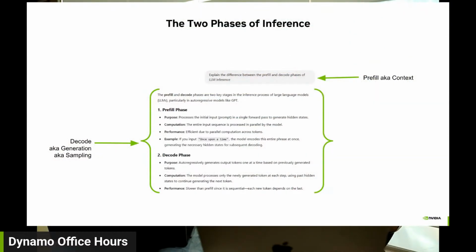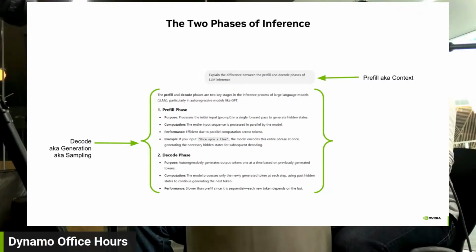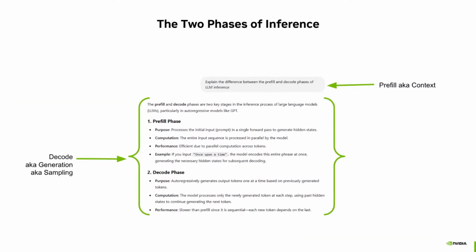Yeah. And here, again, we're talking about those two phases of inference. There's the prefill phase, which is also sometimes called the context phase, and then the decode phase, which is sometimes called the generation phase or the sampling phase. If you've ever used a large language model like ChatGPT, you'll be implicitly familiar with what's going on here.